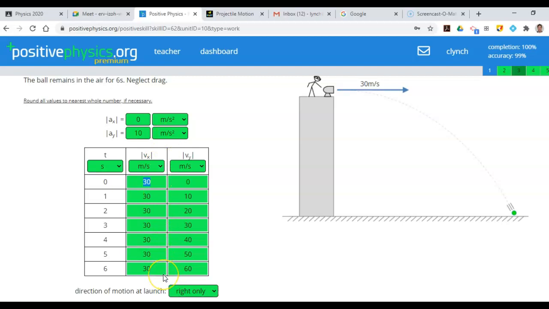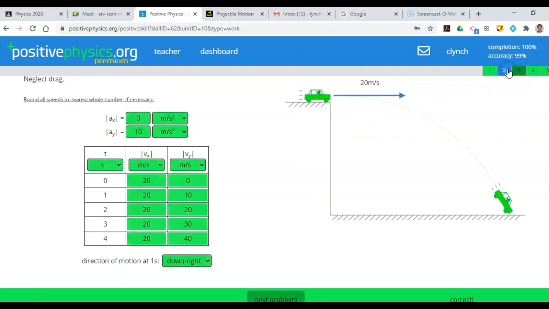The whole time in the air, its sideways velocity is 30 meters per second. Okay? When it was launched off the top of this building, what was its direction? It was perfectly to the right. It had no upward component, no downward component. It was right only. All right, next one.